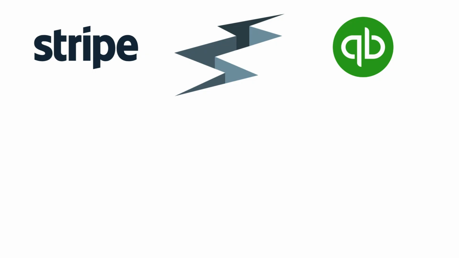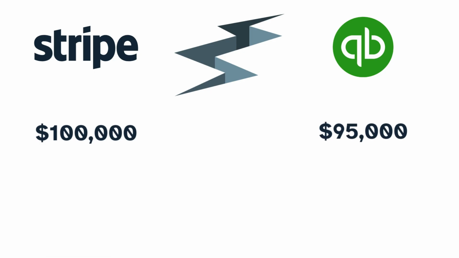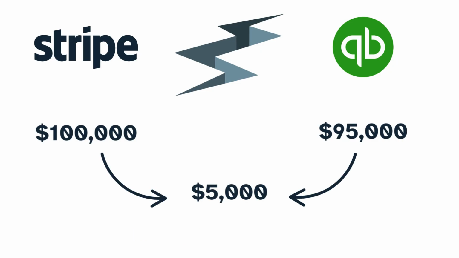So, leak number one is the Stripe and the PayPal gap. This one is honestly one of the sneakiest leaks that business owners can have. So, let's say that you invoice $100,000 through Stripe, but QuickBooks is only showing $95,000. You may ask, where is that missing $5,000? Well, it's in processing fees.